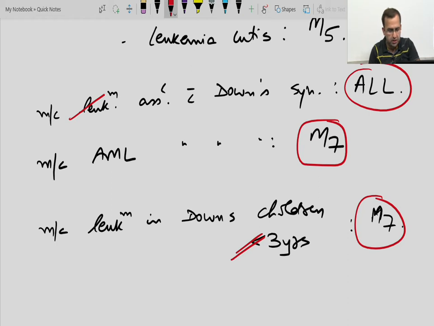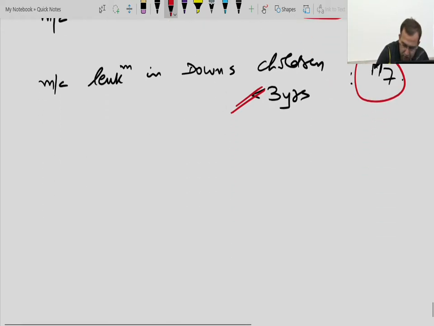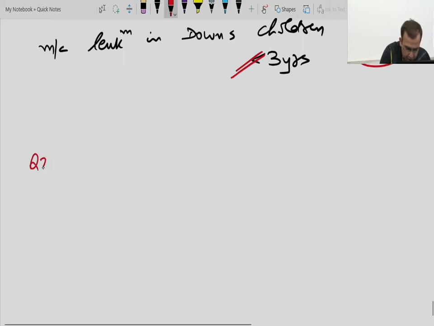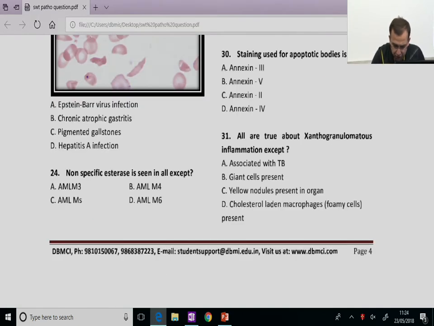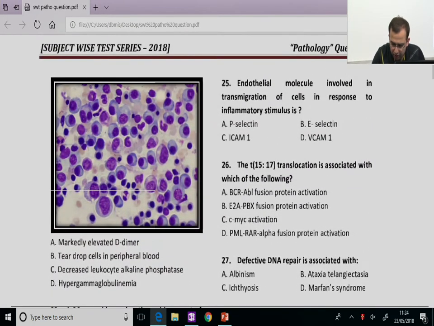Done. This finishes question 24. We have looked at non-specific esterase and the main FAB classifications of AML. This gets us to the next question, question 25.